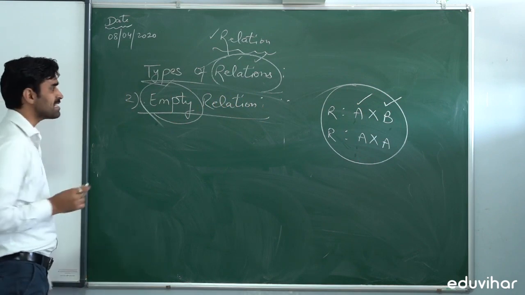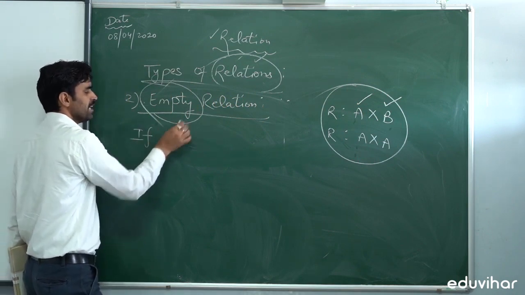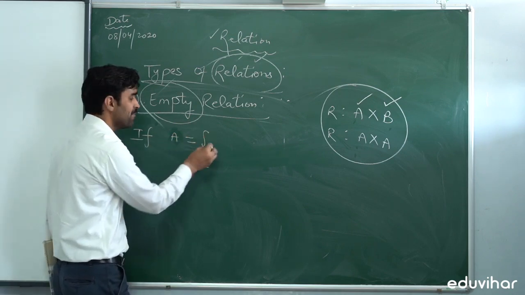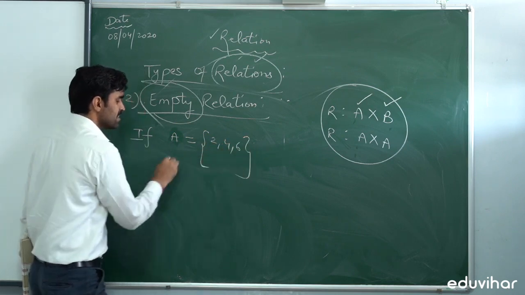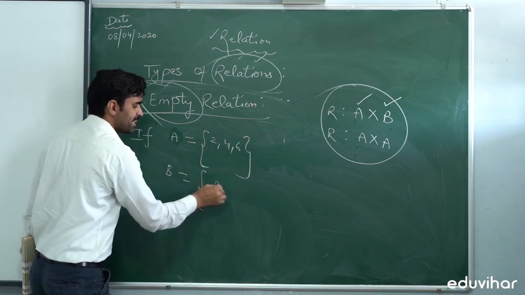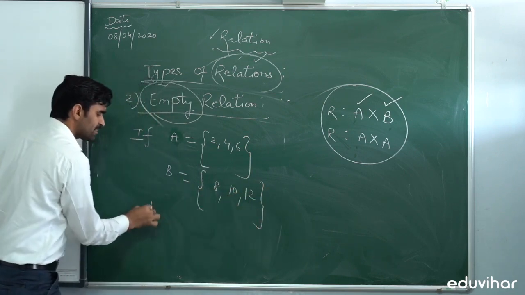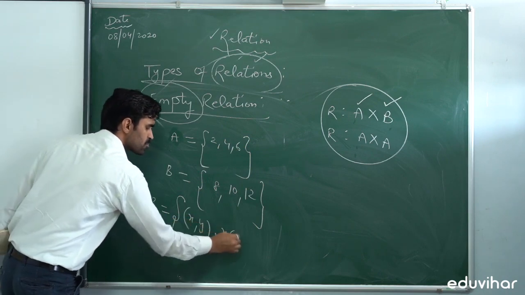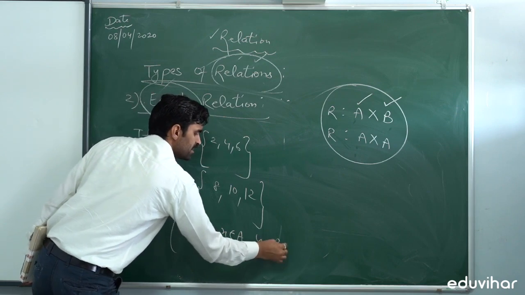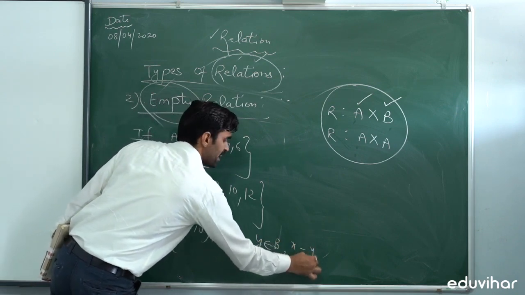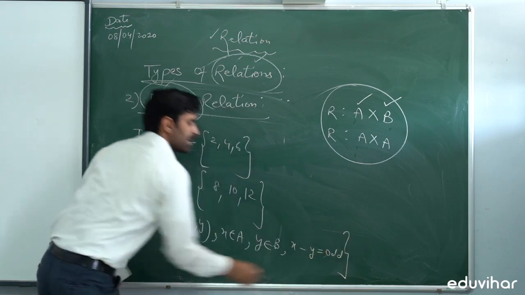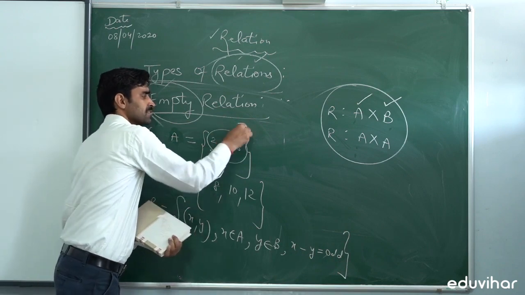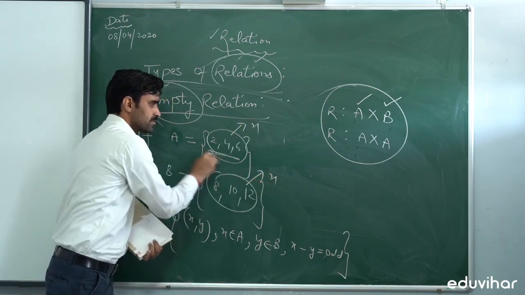Okay, in this way, if we have a relation between the two sets A and B, consider set A having the elements 2, 4, 6, and set B having the elements 8, 10, 12. And we have the relation as xy, x belongs to set A, y belongs to set B, in such a way that x minus y equals an odd number. As we know, x belongs to set A, these are x, these are y.